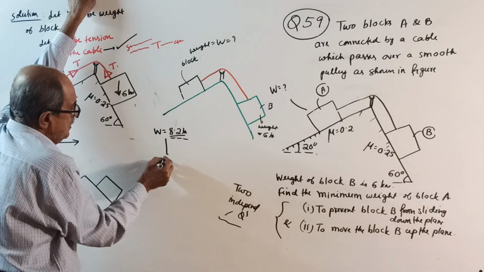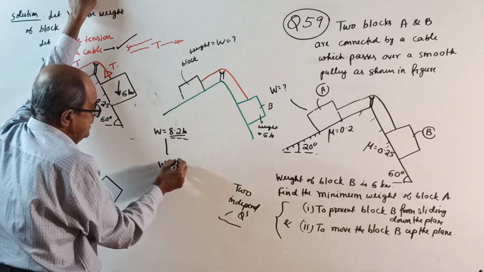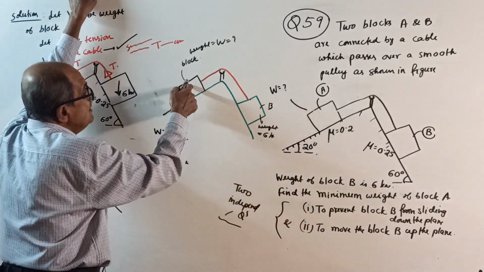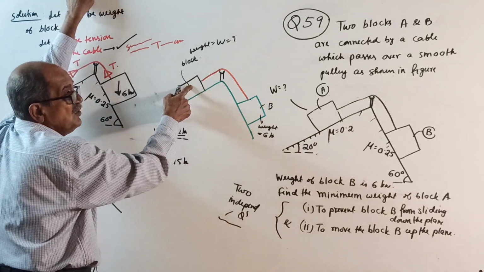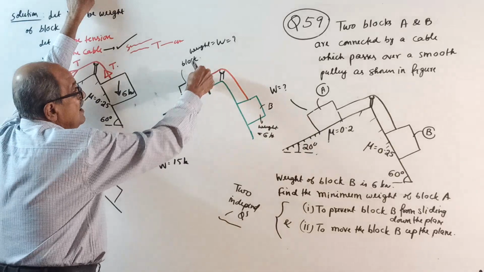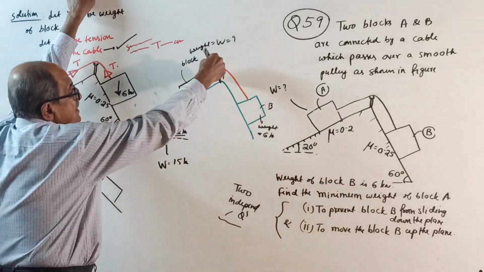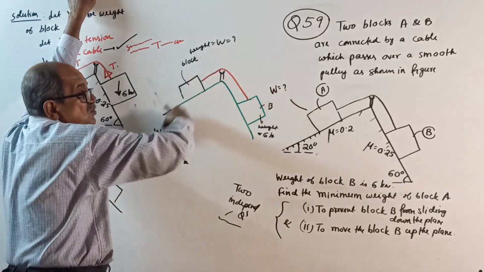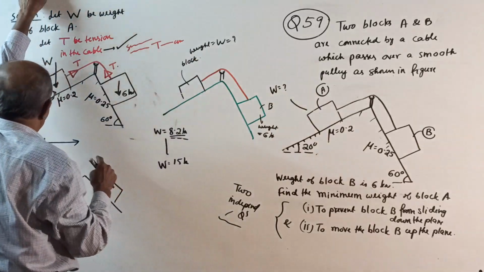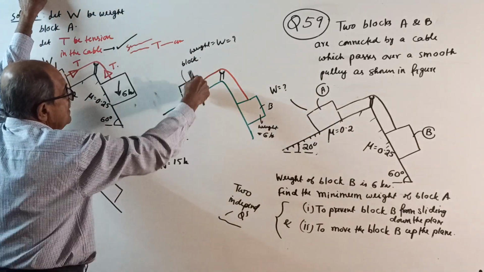In the same way, W becomes 15 kilonewton. If you increase the weight to 15 kilonewton, what will happen is this will start sliding down here. See, this will start sliding down.